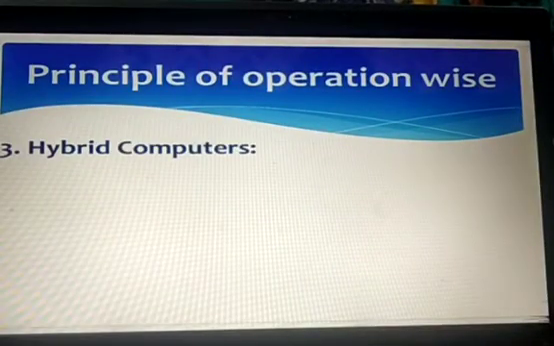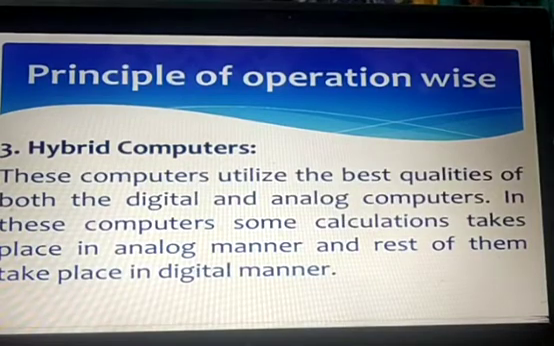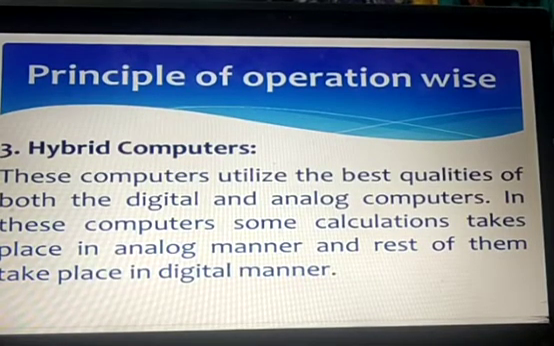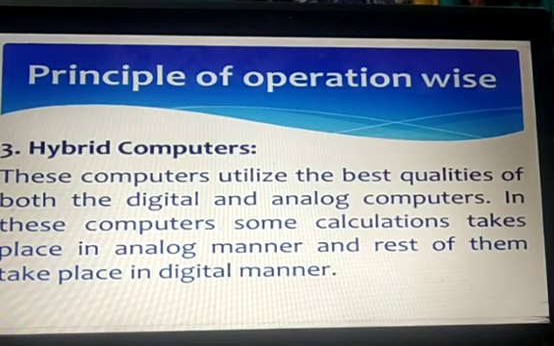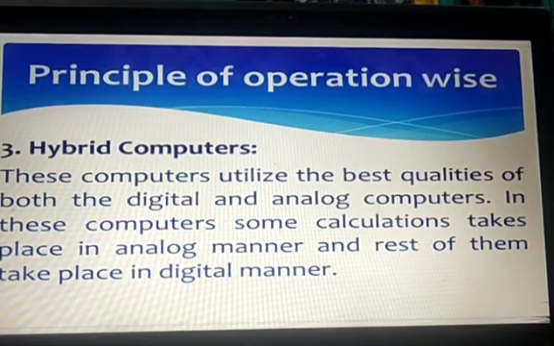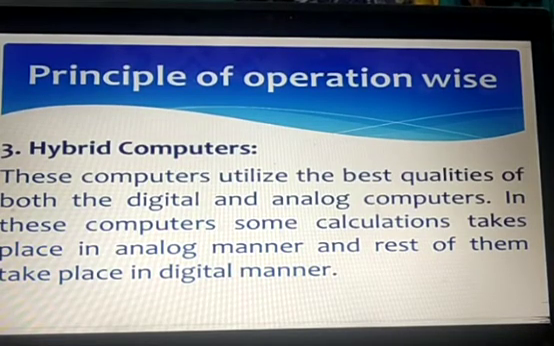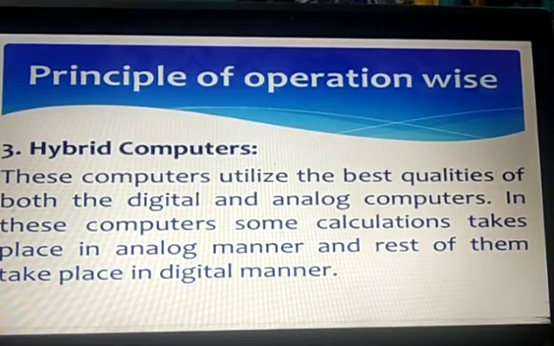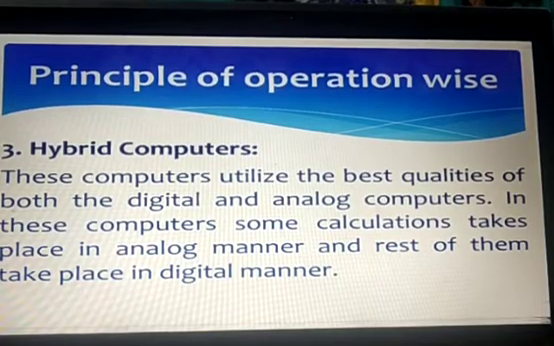The next one is hybrid computer. Hybrid computers utilize the best qualities of both digital and analog computers. In this computer, some calculations take place in an analog manner and the rest of them take place in a digital manner. Hybrid computers are best used in hospitals to monitor patients' vital signs. Hybrid computers are also used in weather forecasting.